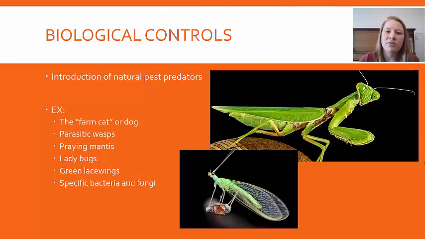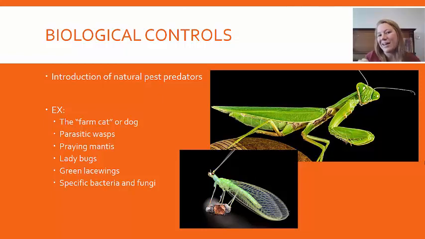The first type of control is biological control, and these are introducing natural pest predators to try to reduce whatever is harming your crops. Now, some examples of these would be things like a praying mantis, which is a predatory insect that will go out and kill other insects. They're not going to go after your crops, they're going to go after those insects that are going after your crops. We also have things like ladybugs, green lacewings, and parasitic wasps.